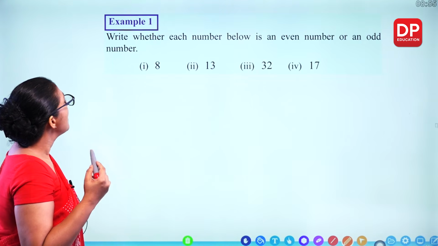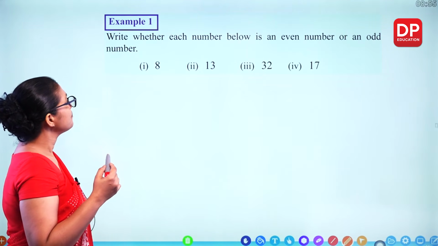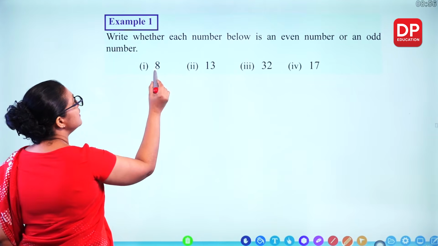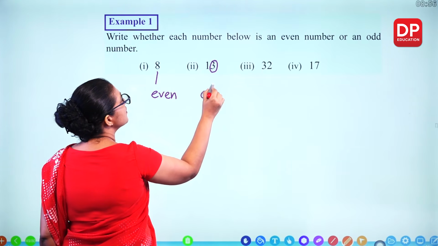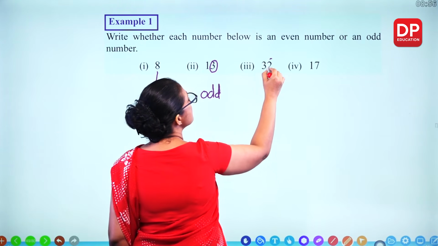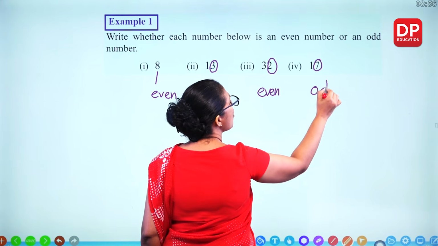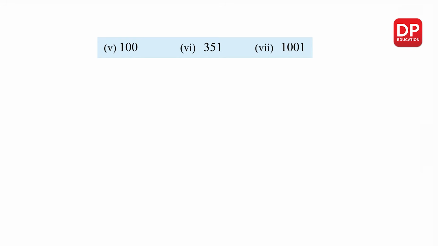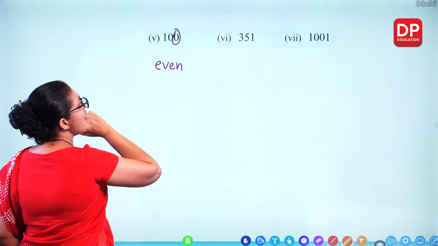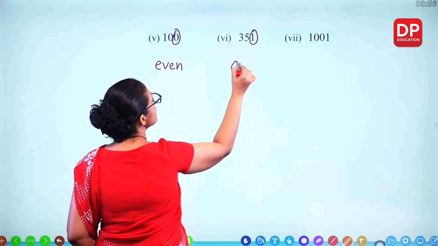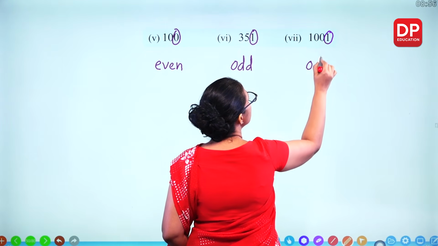Example number 1. Write whether each number below is an even number or an odd number. Last digit is 8. That's even. Last digit is 3. That's odd. Last digit is 2. That's even. And last digit is 7. That's odd. 100. Last digit is 0. That's even. 351. Last digit is 1. That's odd. 1001. Last digit is 1. That's odd.